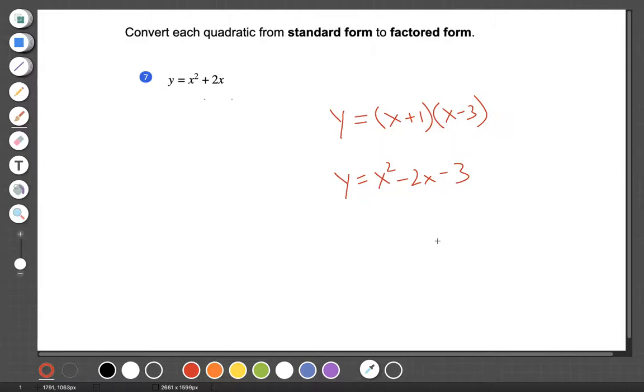All right, so we're getting to some of the bigger stuff right now. For this problem set, it says convert each quadratic from standard form to factored form. We do not know how to do that yet, so we're going to have to learn. What we do know is, this is our factored form, and we know how to get this into this. How do you do that? Well, we distribute, right? To go from this way to this way, we distribute.